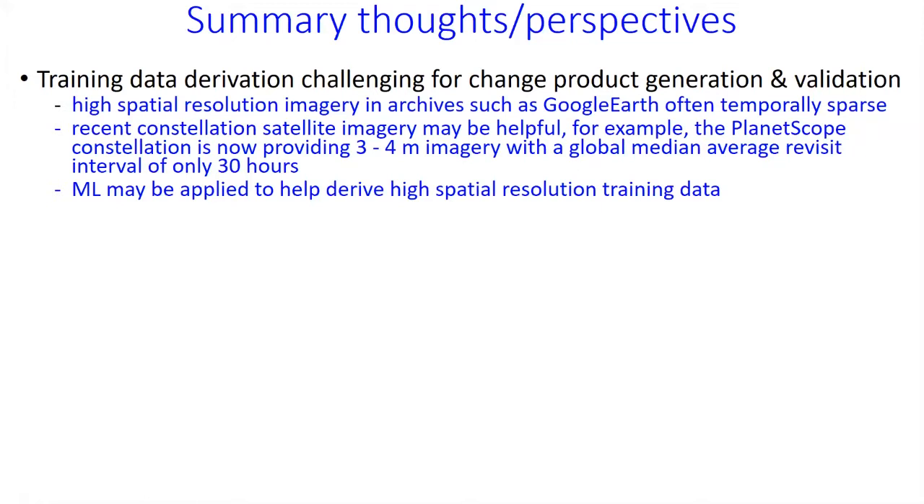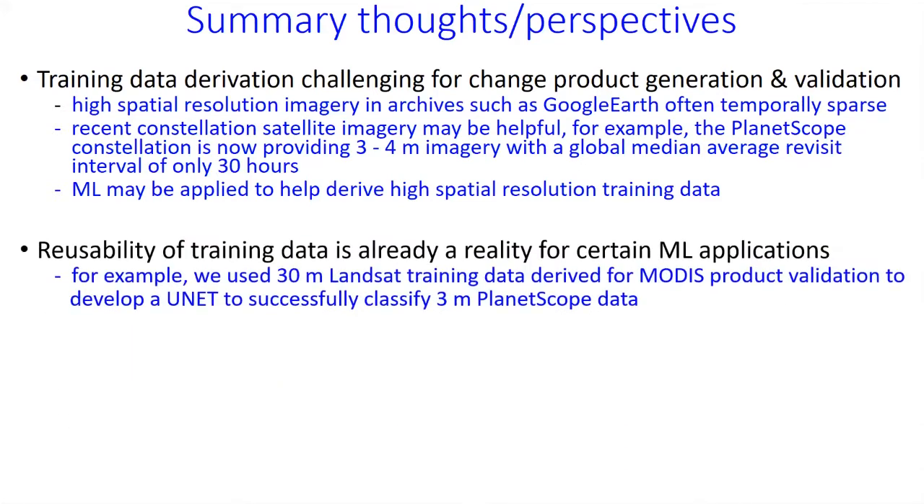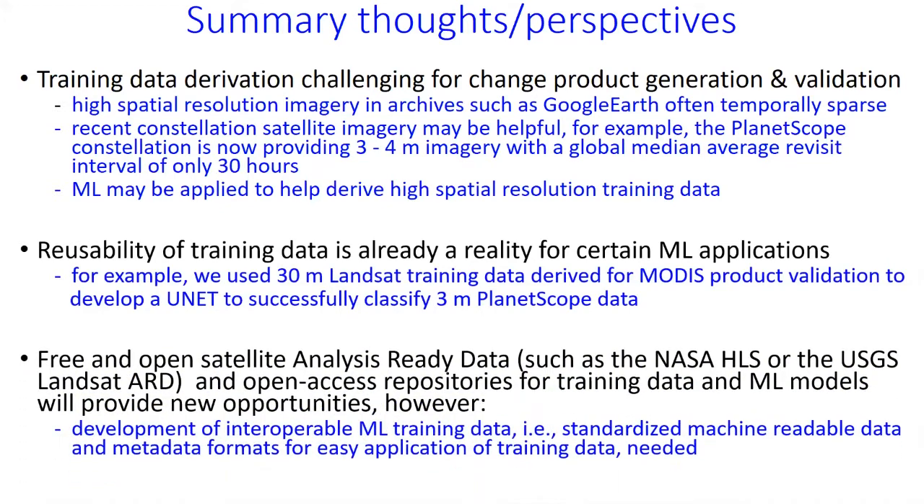What I just showed you was a transfer learning experiment, which was not really under the Access project. So therefore, reusability of training data is already a reality for certain machine learning applications. We use 30-meter Landsat training data derived for MODIS product validation application to develop a UNet to classify 3-meter. So we did it already. We didn't expect it to work so well, but it did, which is good.